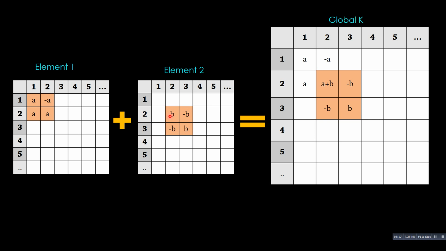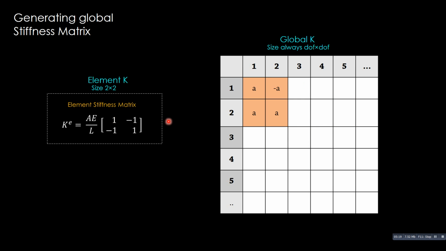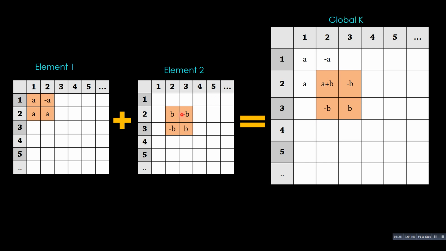Let AE by L for the element be B. Then it would be B, minus B, minus B, B. Similar to the element 1 case, we put it here. And we add the contribution of element 2 to the contribution of element 1, and we get something like this, the global K.